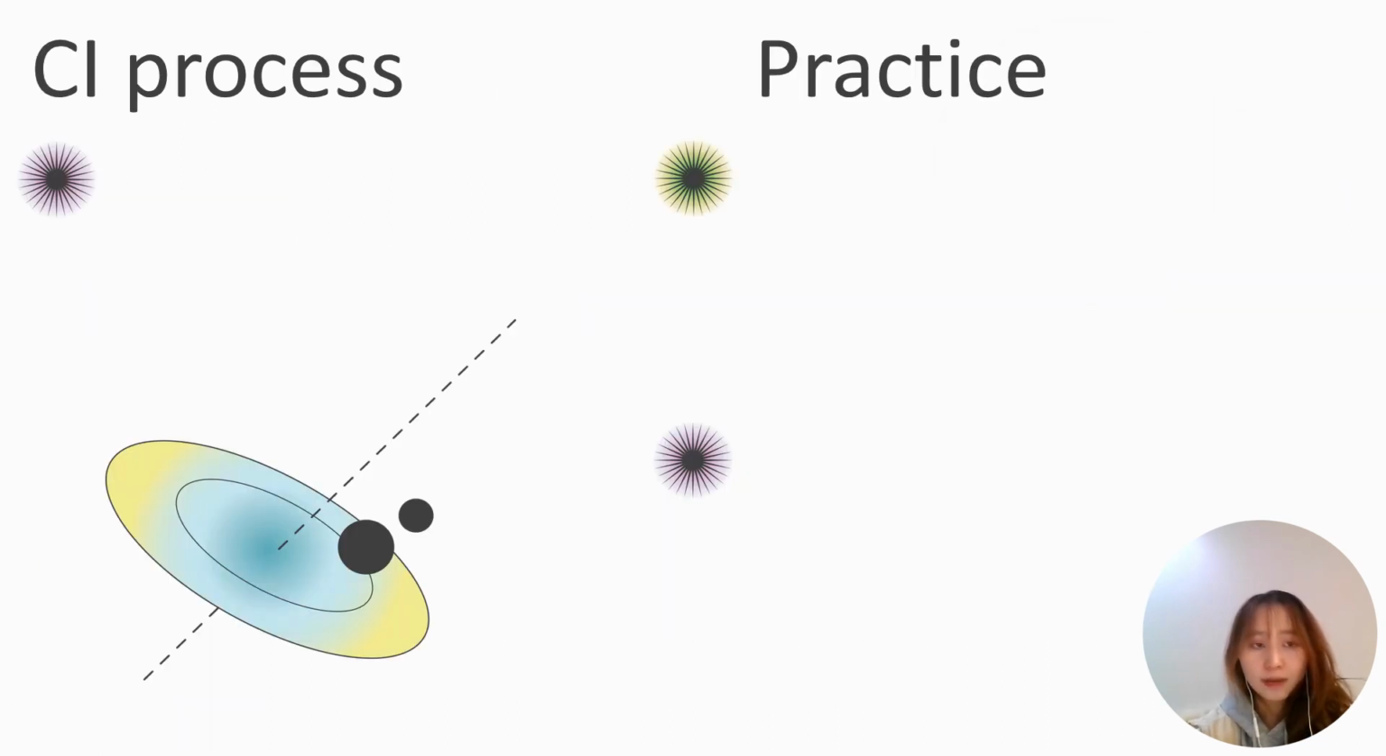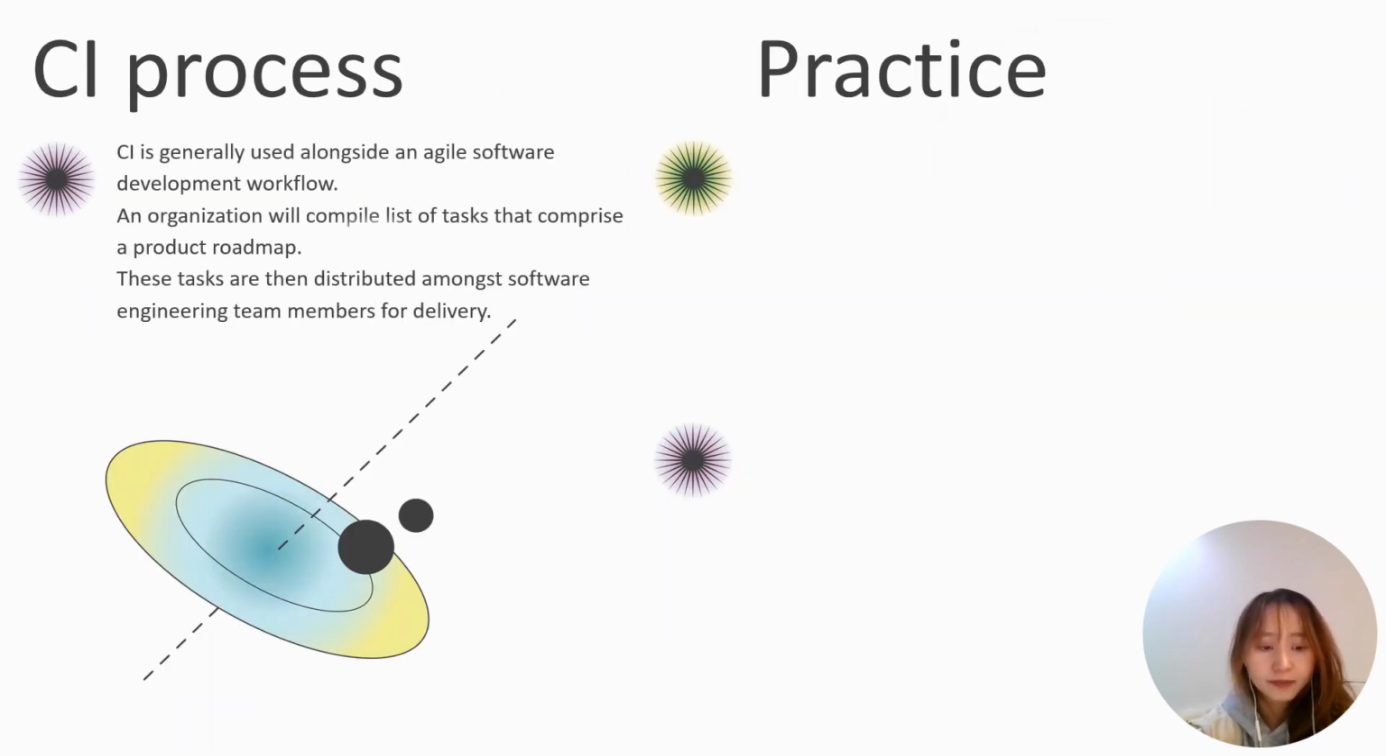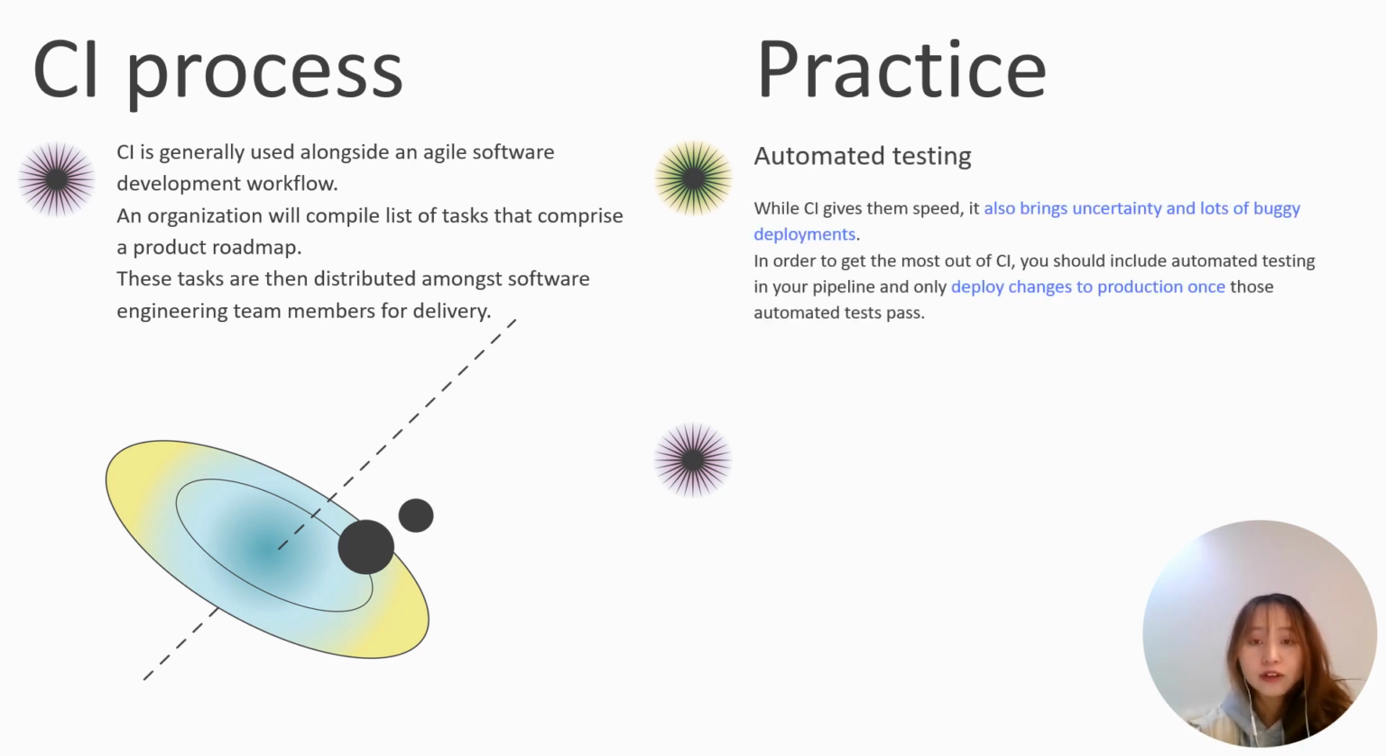And then I will talk about the process of CI. It is generally used alongside an agile software development workflow. An organization will compile a list of tasks that comprise a product roadmap. These tasks are then distributed among its software engineering team members for delivery. And I will talk about two best practices we can follow.